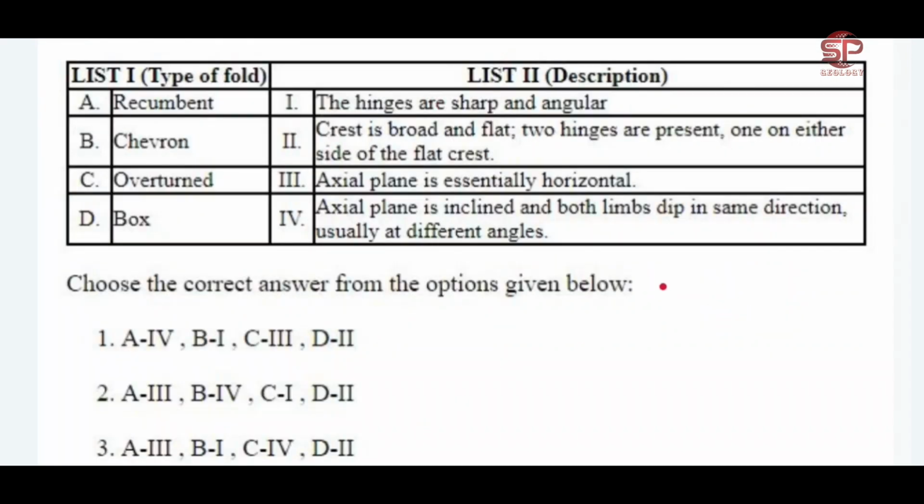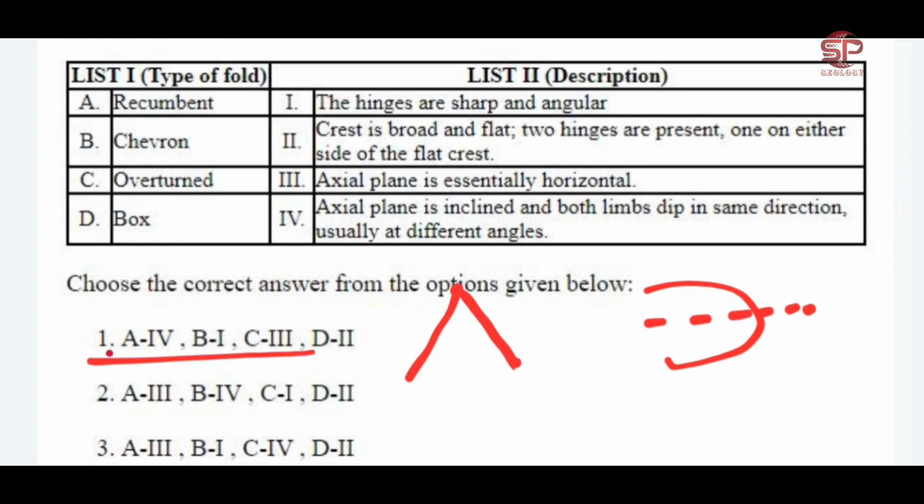First we will see the recumbent fold. This is a recumbent fold where essentially the axial plane is horizontal. Then the chevron fold is like this. It has sharp hinges and straight limbs. The hinges are sharp and angular like this. Then overturned fold. Overturned folds are like this, where both the limbs will be in the same direction. Axial planes are inclined like this.